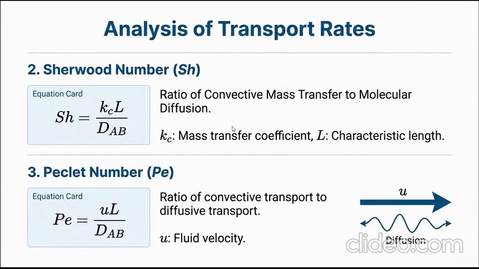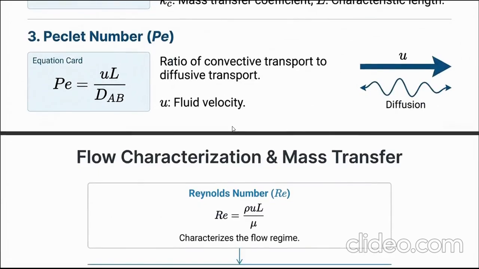Analysis of transport rates. The Sherwood number represents the ratio of convective mass transfer to molecular diffusion. It is the mass transfer analog to the Nusselt number. The Peclet number, defined as Re times Sc, quantifies the relative contribution of advection to diffusion. A high Peclet number indicates that the bulk flow dominates the transport process.